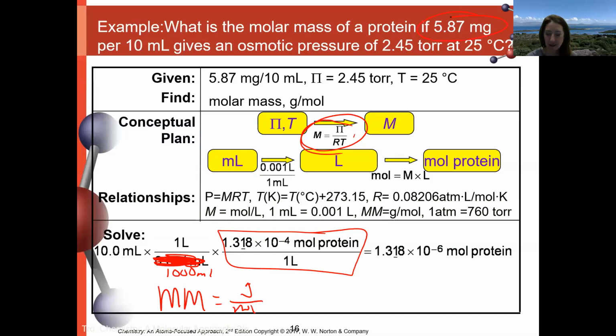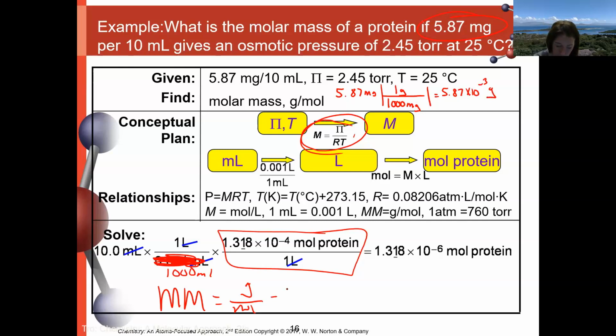This can't stay here like that, right? We need to change it. It's milligrams. So remember milli? 5.87 milligrams. There's 1,000 milligrams in 1 gram. So that ends up being 5.87 times 10 to the negative 3 grams.